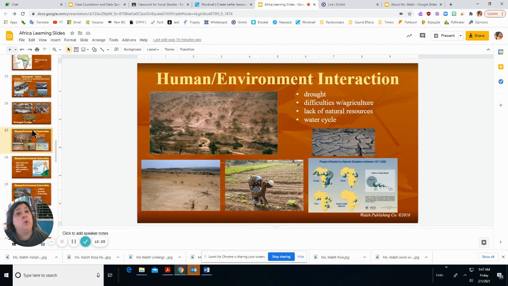And humans need water as well. Humans also need water for farming. So when humans don't have water for farming, then they don't have food. And so this is a very bad cycle in a lot of places in Africa because they don't have the access to the water that they need to grow the food that they need. So there's a very difficult lack of resources. And you can see here the dry areas that are in Africa.